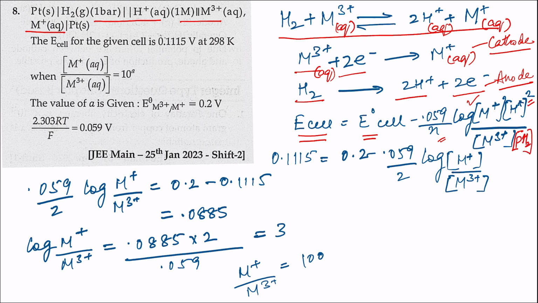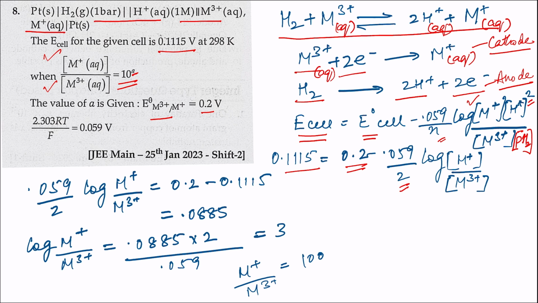Now in the question, Ecell is given and the ratio of the concentration of M+ ion to M3+ ion is given as 10 to the power A, and you have to find out the value of A. Standard reduction potential of the metal is given as 0.2 volts. So Ecell is 0.1115 and E naught cell is 0.2, minus 0.059 by number of electrons involved, which is 2, log of concentration of M+ ion divided by concentration of M3+ ion.